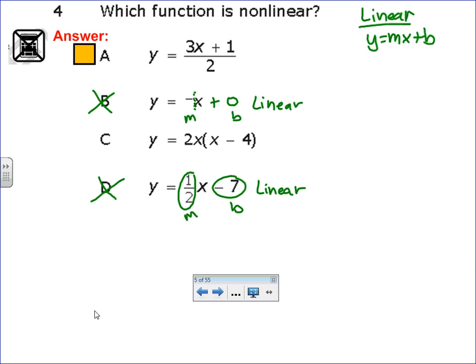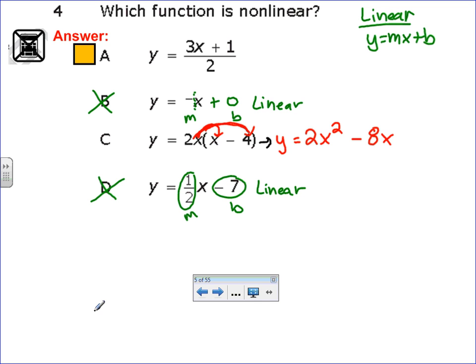Okay? Now it's between A and C, and this is where it gets a little bit trickier. For C, you have to multiply 2x times x and 2x times negative 4. You have to distribute. Okay? Well, 2x times x is 2x squared. 2x times negative 4 is negative 8x. So this is my new equation. After you distribute, that's my new equation.